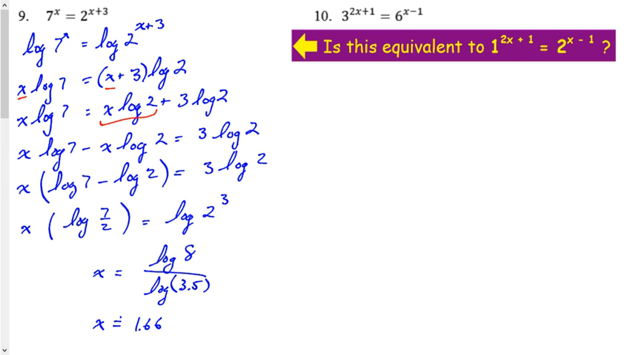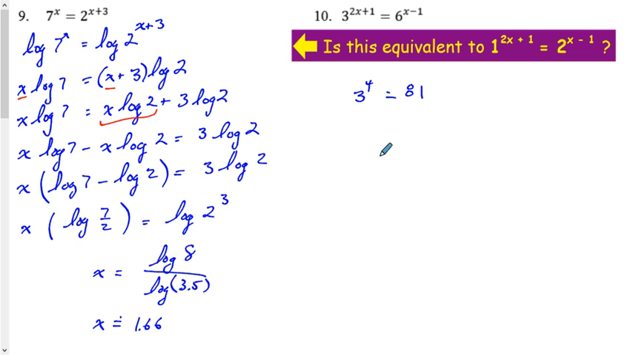Well, when we want to test whether a step is legal or not, then what I find helpful is to think about a simpler equation and then try it out. So suppose I had 3 to the exponent 4, and I know that's equal to 81.